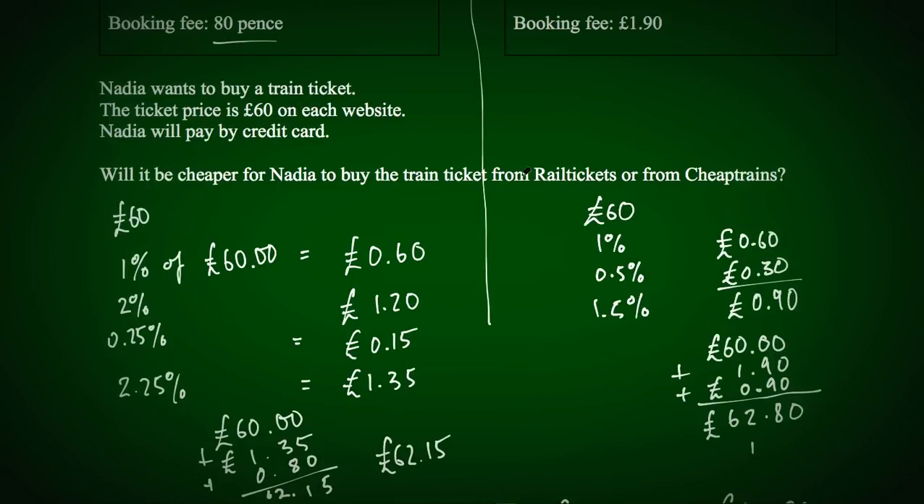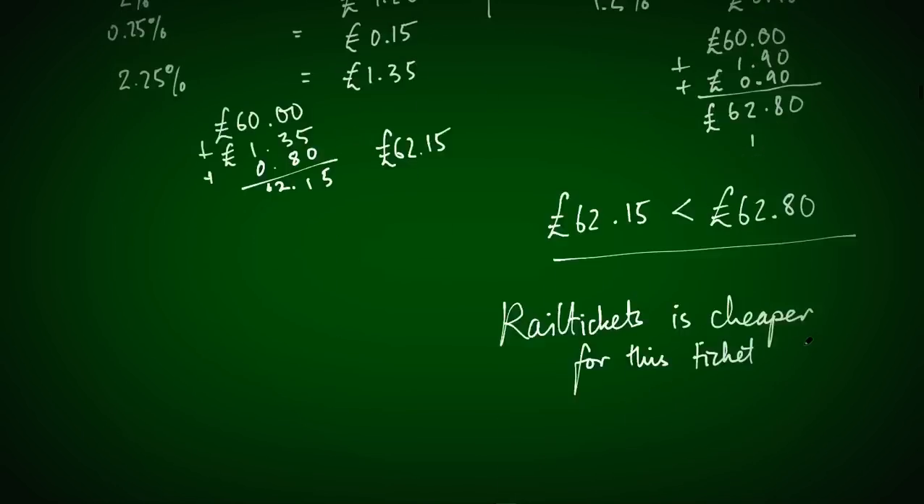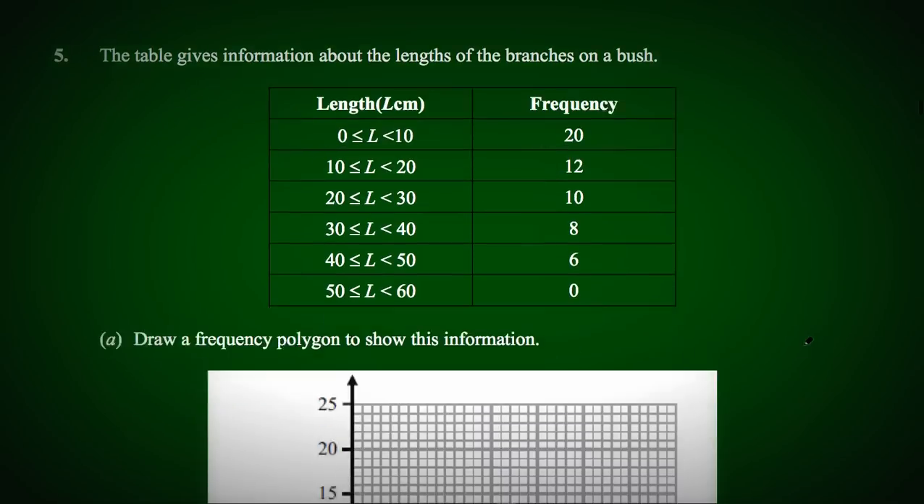Just check that this answered the question: will it be cheaper for Nadia to buy the train ticket from rail tickets or from cheap trains? And I have answered the question there.